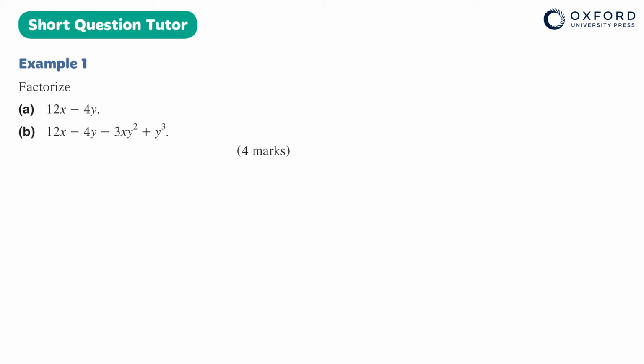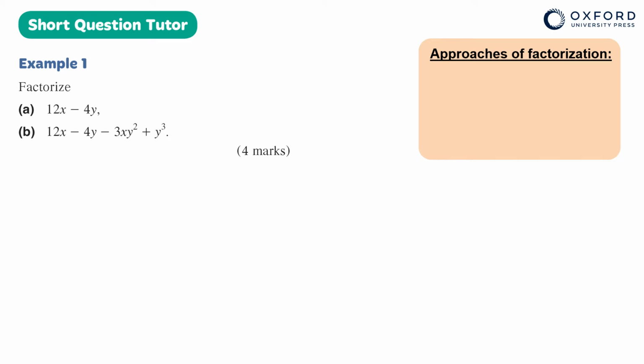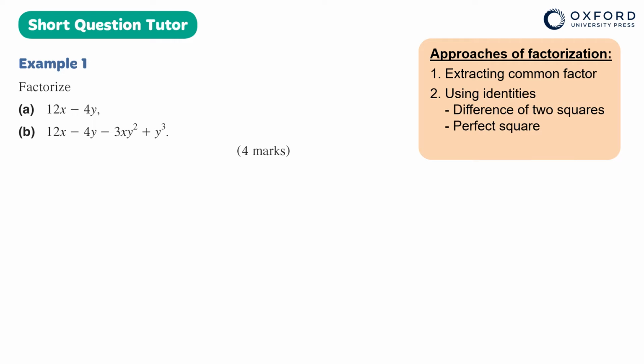We are going to talk about the topic factorization that appears in paper 1 of HKDSE exam every year. There are 3 approaches. The first approach is extracting the common factor. The second approach is using identities, including the difference of two squares identity and the perfect square identities. The third approach is using the cross method.